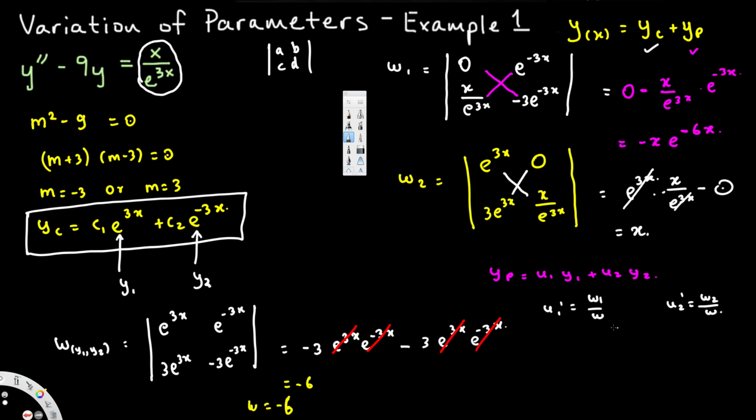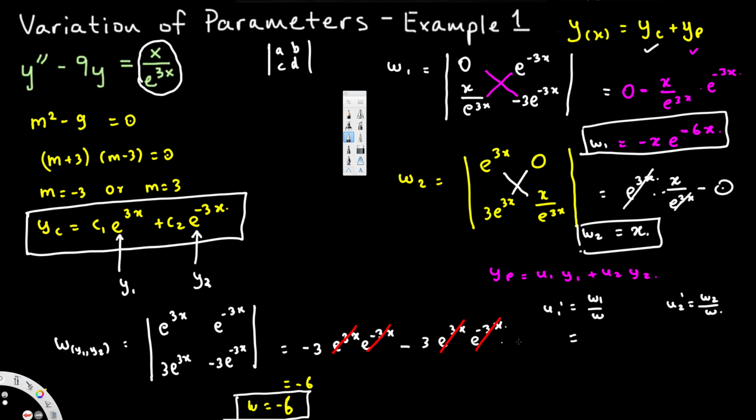Okay, now W1 over W. We found W1, that is this one. W1 is this, our W2 is this, and our W value is this. So first, W1 over W is negative x e power minus 6x divided by negative 6, and you can see that the negatives cancel each other. You will end up with 1 over 6 x e power minus 6x. And u2 prime is W2 over W, which is x divided by negative 6, so this is what we get. This is u1 prime and u2 prime.